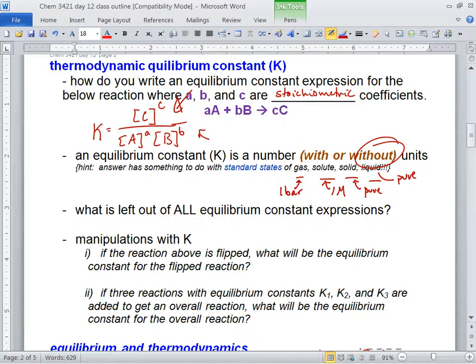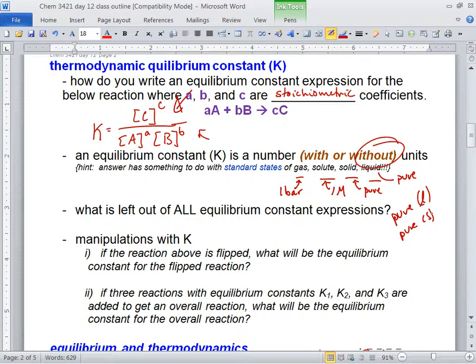Now, what is left out of all equilibrium constant expressions? If what's in the reaction? Pure liquids, and what else? Pure solids. Pure liquids, pure solids. Why? Because essentially you're dividing them by their standard state, and their standard state is pure. So their standard state is the same as what's in the reaction.